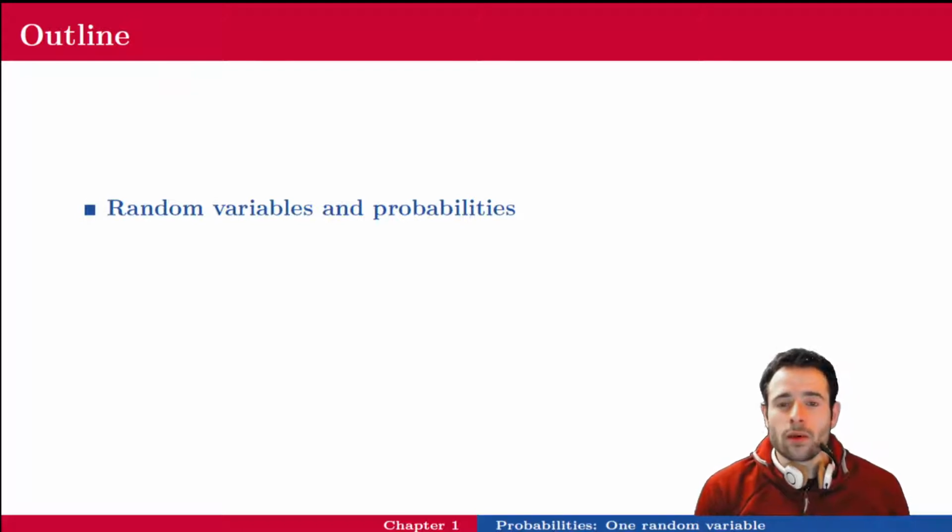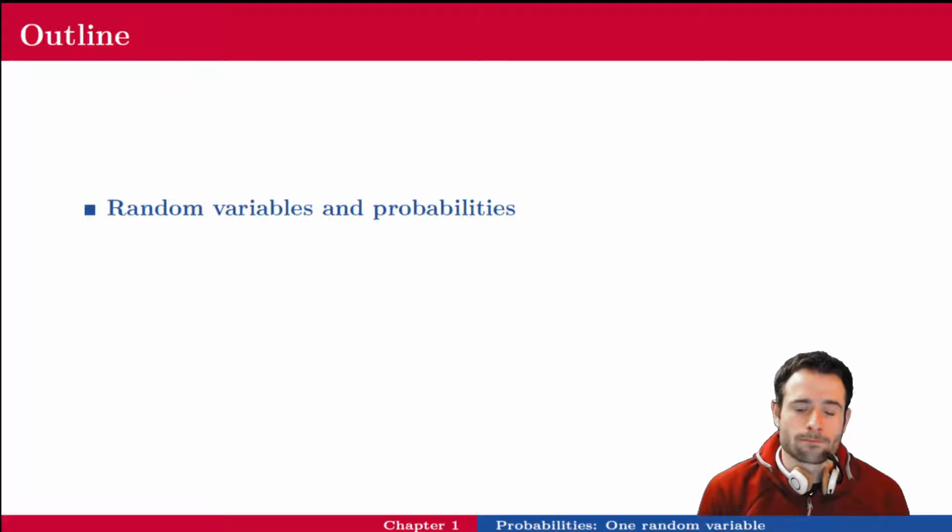So, the outline for this first lecture. First, I will talk about what a random variable is and what a probability is. We all have a fairly good understanding of what they are, but it is important to understand what the definition exactly is so that we know what we are talking about.